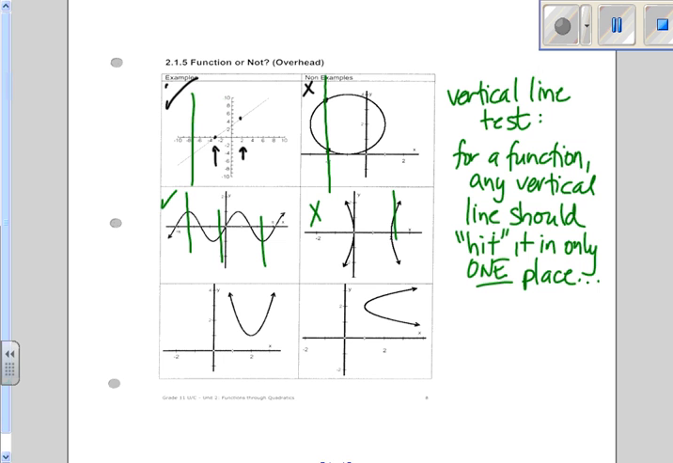If I put a vertical line there, well, sort of vertical, or there, it would hit the relation in two different places. That is not a function. Bottom left, we know parabolas. Parabolas are functions. Any vertical line that I were to place on that graph would only touch it in one place. It's a function. This is not a function. It's called a hyperbola. Any vertical line would touch it in two places, not a function.